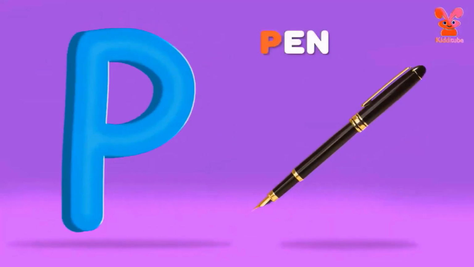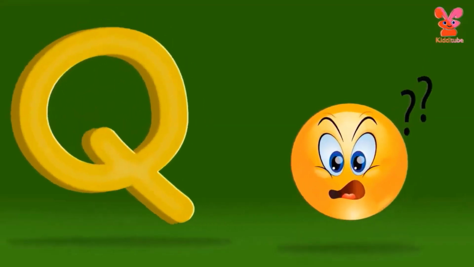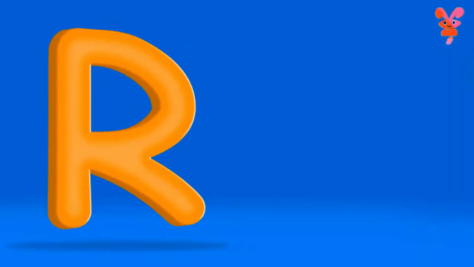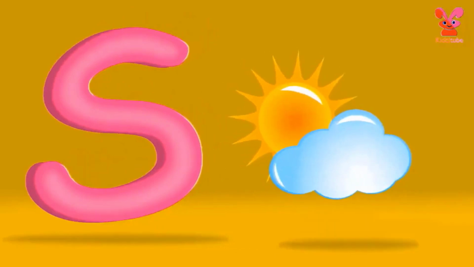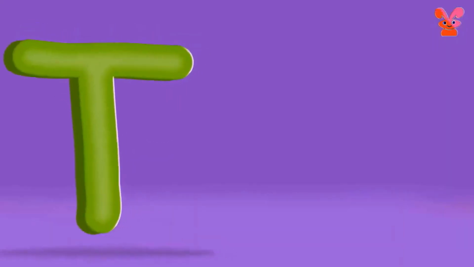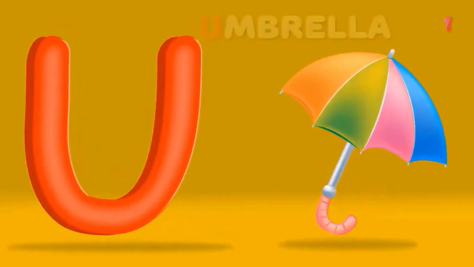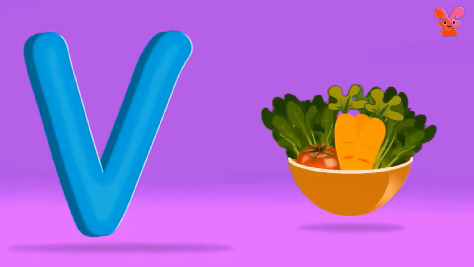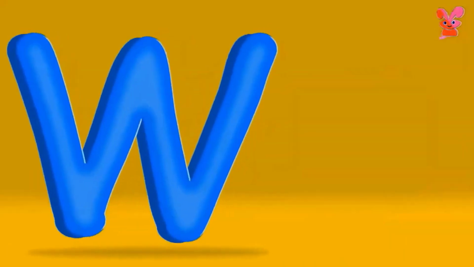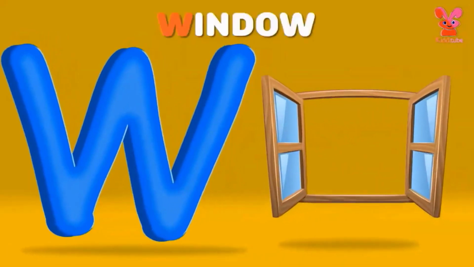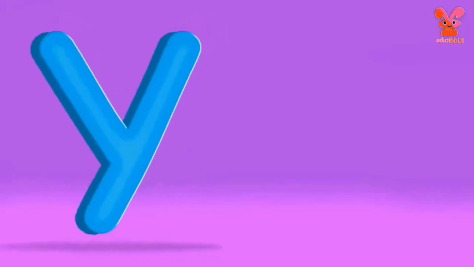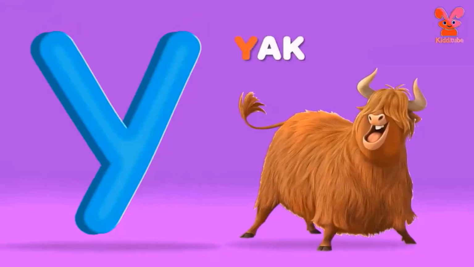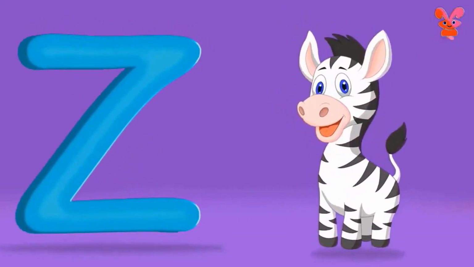P for pen. Q for question. R for rabbit. S for sun. T for tiger. U for umbrella. V for vegetable. W for window. X for x-ray. Y for yak. Z for zebra.